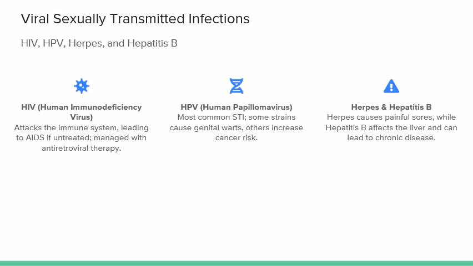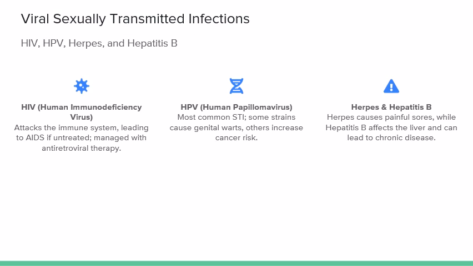Viral sexually transmitted infections pose a significant health challenge because they often persist in the body indefinitely. The four most common viral STIs are HIV, HPV, herpes, and hepatitis B. HIV attacks the immune system, and if left untreated, it progresses to AIDS, which is life-threatening. While there is no cure, antiretroviral therapy, or ART, helps manage the infection and allows people to live long, healthy lives. HPV is the most common STI, with some strains causing genital warts and others leading to cervical and other cancers. Vaccination is an effective prevention strategy.